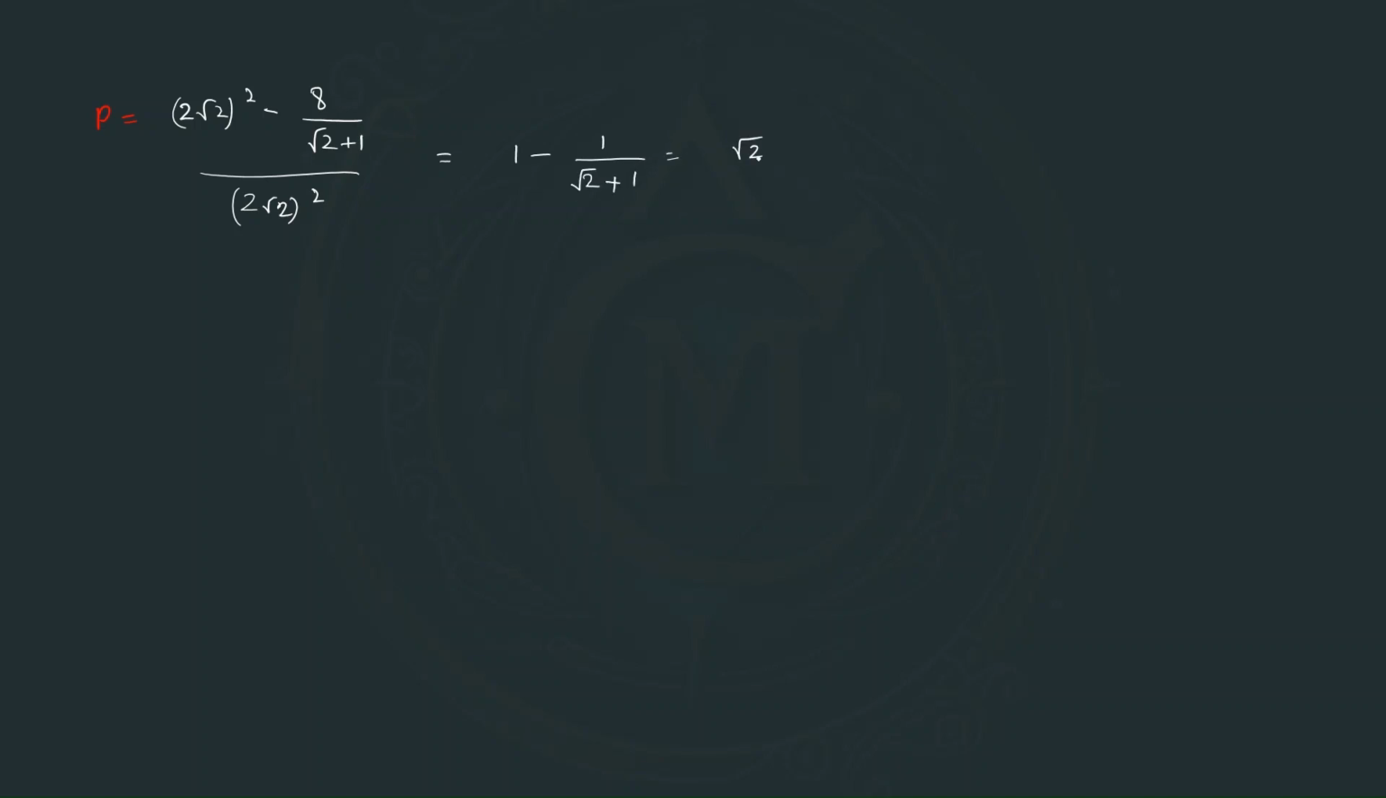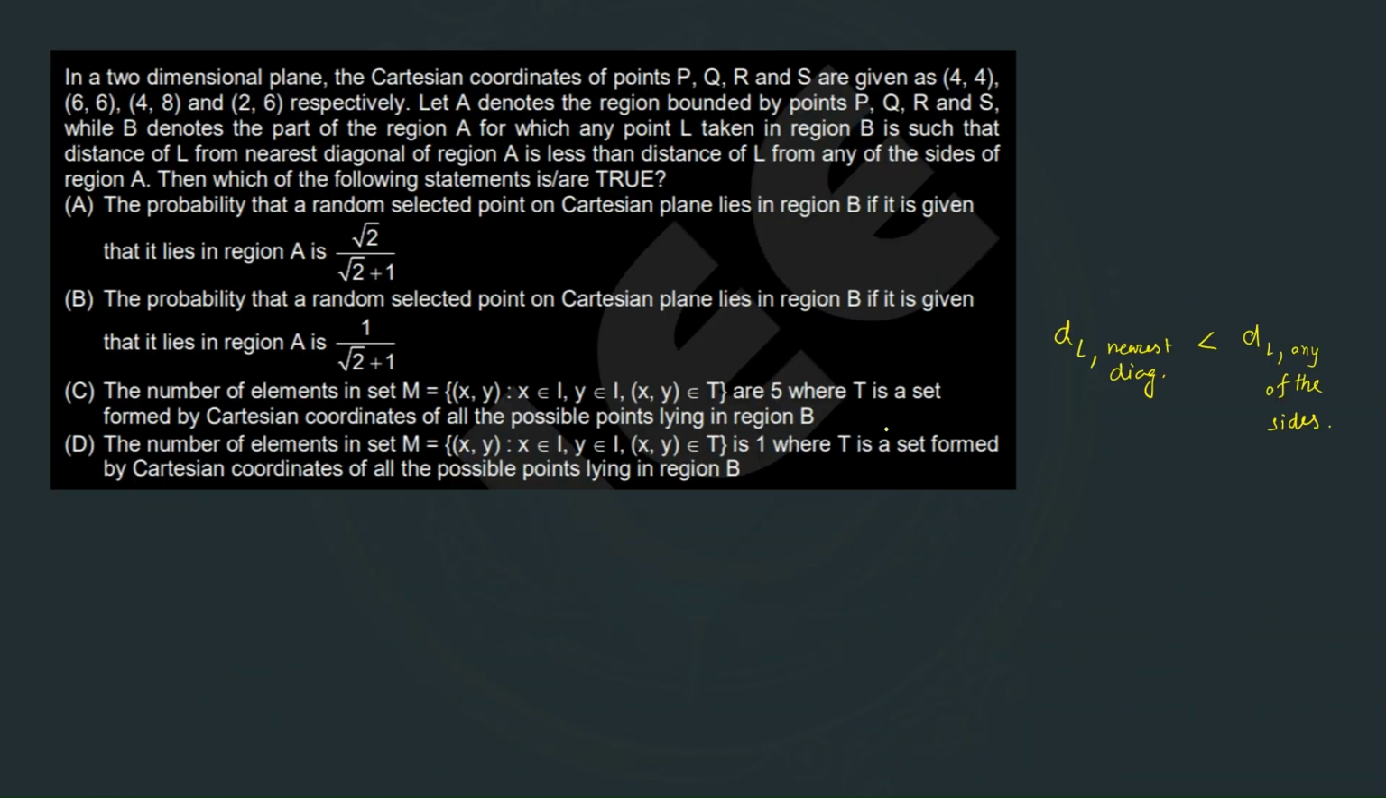So this comes out to be root 2 divided by root 2 plus 1. That means our desired probability in this case will be this much. So option A is correct and option B is wrong. Now we have to check option C and D. Option C and D are basically similar.